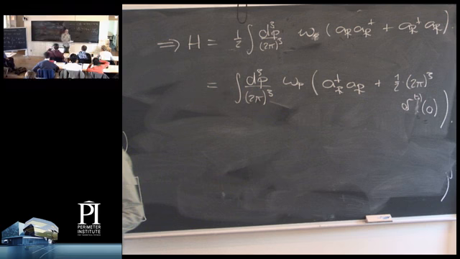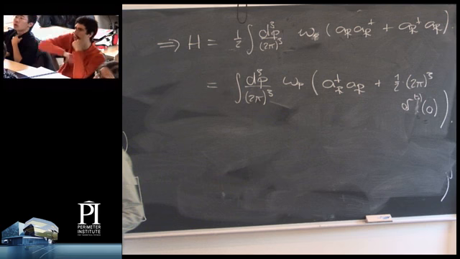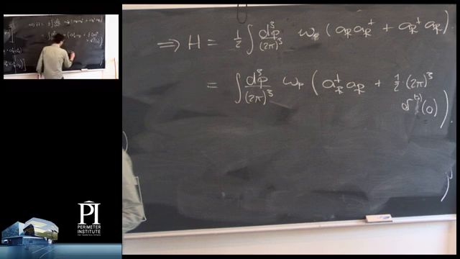Sorry, I think I missed the logic between the step on the top of the board and the step right under it. This is a_p, a dagger of q. Let me just make sure I get my minus signs right.